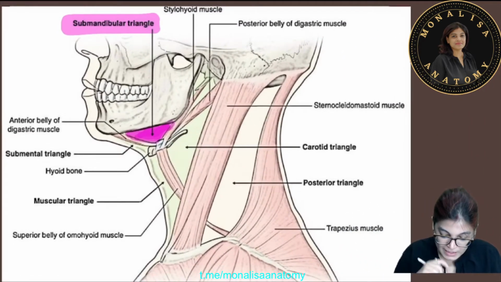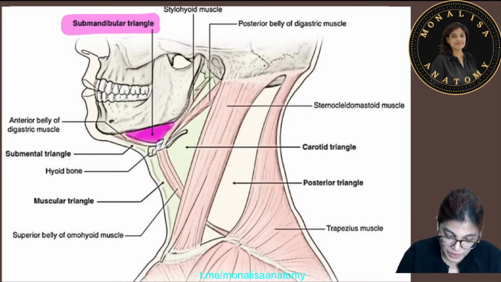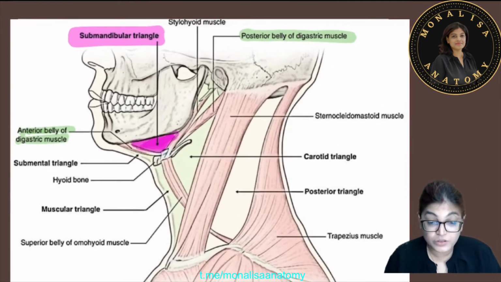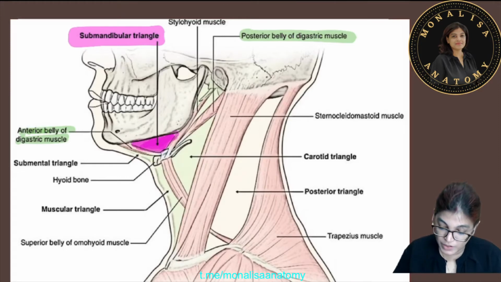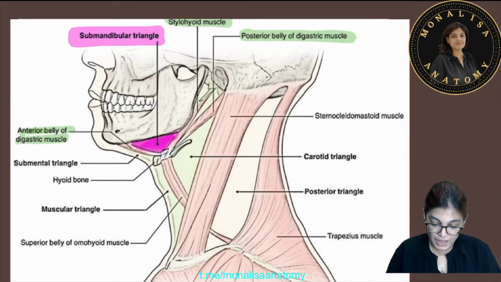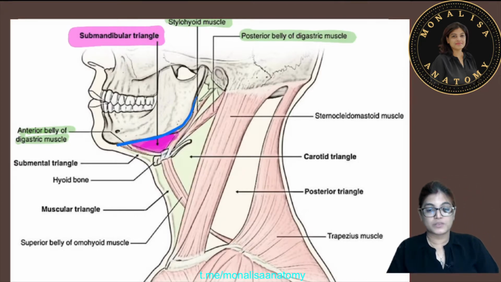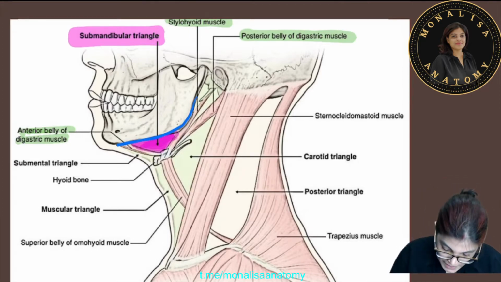Okay, so as you can see, it is bounded antero-inferiorly by the anterior belly of digastric, and posterior-inferiorly by the posterior belly of digastric along with stylohyoid muscle. And if we talk about the upper aspect or the base, it is formed by the base of the mandible extending towards the mastoid process, and the apex is lower down at the level of the hyoid bone.